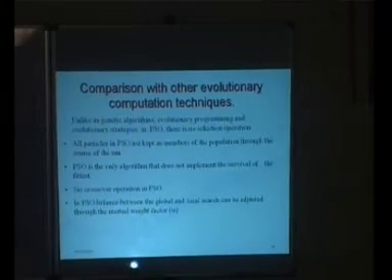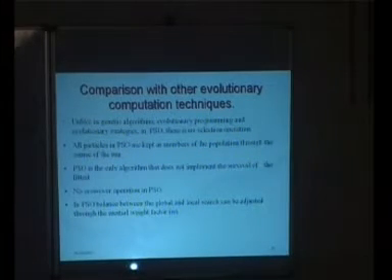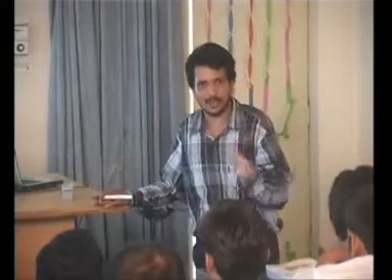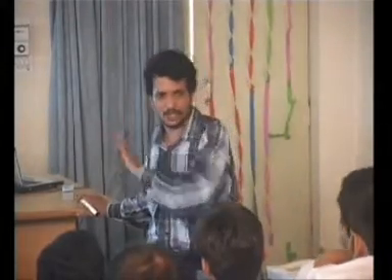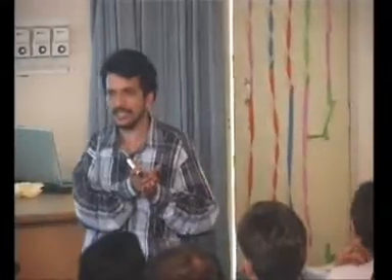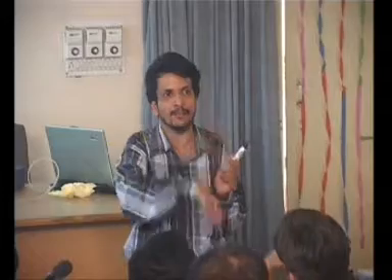So that is regarding the termination. Now this is a simple comparison with the other evolutionary computation techniques. Unlike in genetic algorithm, evolutionary programming and evolutionary strategy, in PSO there is no selection operation. We are not selecting the best one and the best one to compete and survive. That process is not there. So in GA there is a selection process, then there is a crossover process. Here there is no selection process. So one step we have omitted.